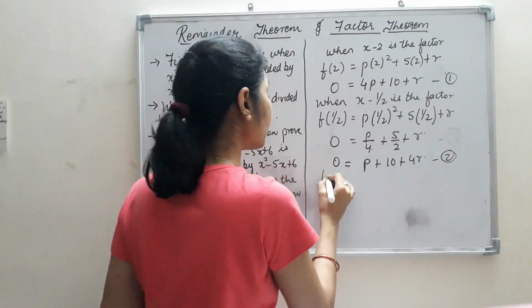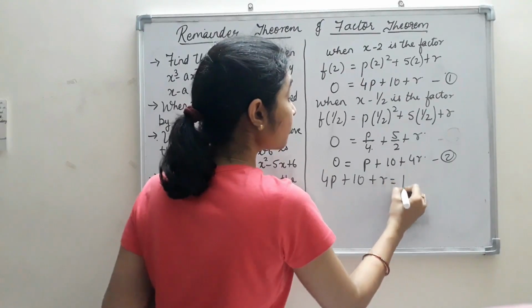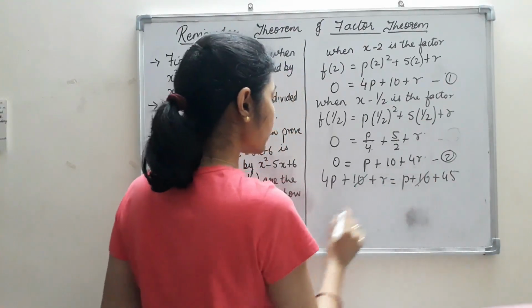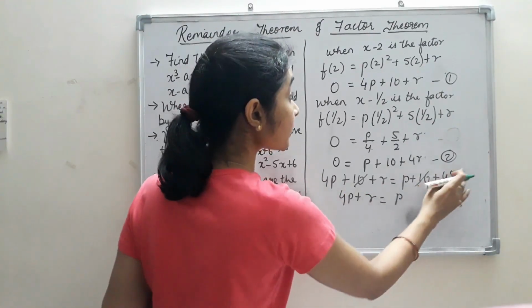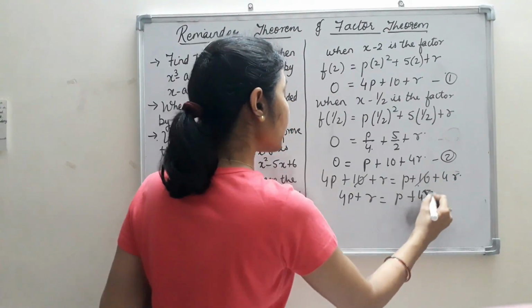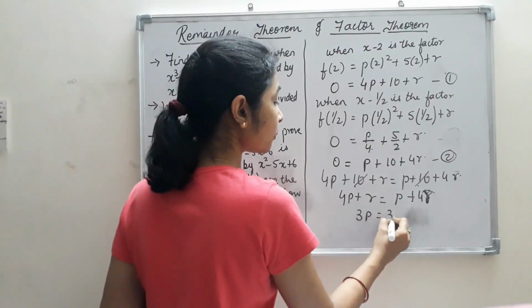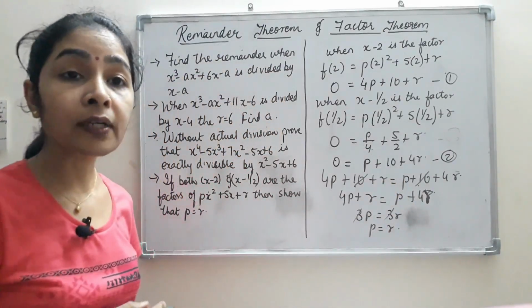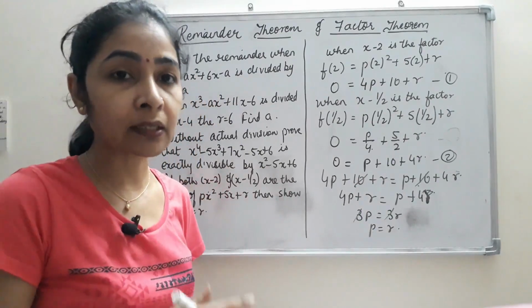Now we equate both of them. What do we get? 4p plus 10 plus r is equal to p plus 10 plus 4r. Now 10 and 10 cancel here. What have we got here? 4p plus r is equal to p plus 4r. Now on both the sides we are having like terms, so this p comes here. What do we get? 3p is equal to 3r. 3 and 3 cancel, p is equal to r. Hence we have proved it, and these were a few questions related to the remainder and factor theorem.